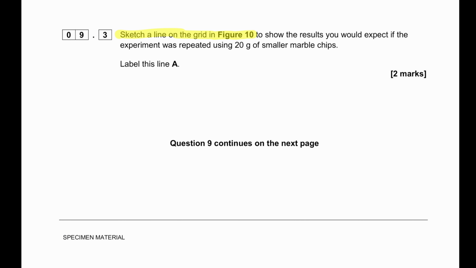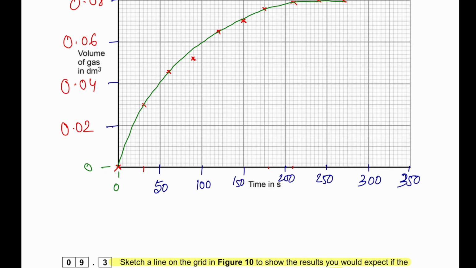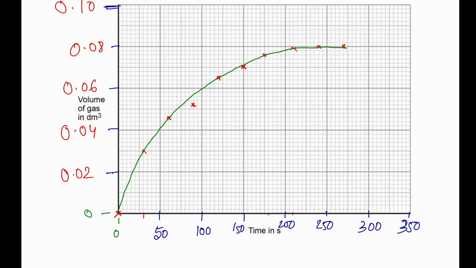Sketch a line on the grid in figure 10 to show the results you would expect if the experiment was repeated using 20 grams of smaller marble chips. Because we're going to use the smaller marble chips, we're going to have a steeper line and the reaction will finish faster. But it will reach the same level because you're using the same amount of reactant.